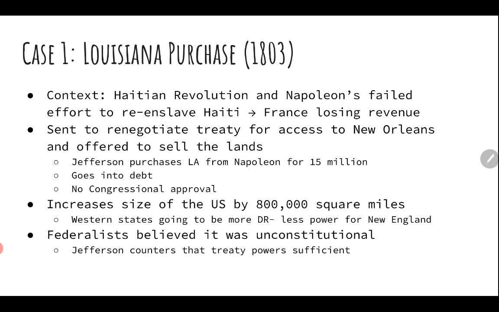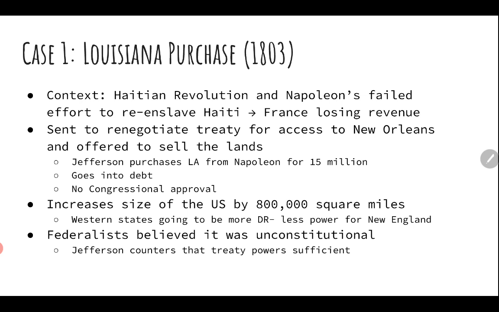Some people call it a slave rebellion. It is successful. And the United States does not support Haiti in this revolution because it's a slave rebellion. Napoleon failed to re-enslave Haiti. He's losing revenue. And during this time, we send a person to France to renegotiate access to New Orleans and other things. And while they're there, Napoleon says, you know what, I will sell the whole thing to you for $15 million.